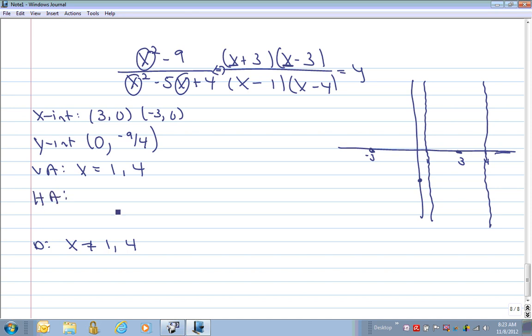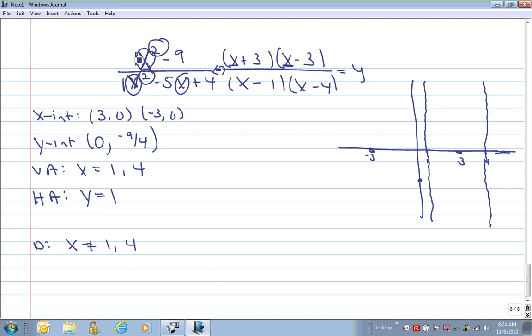Horizontal asymptotes, that's where we're comparing the degree of the numerator to the degree of the denominator. The degree of the numerator this time is 2, the denominator is 2. They are the same. If the degree is the same, you must look in front of the x value. In this case, there's a 1 here, an understood 1, and this would be an understood 1. So 1 over 1 would just simply be 1. So y equals 1 is our horizontal asymptote.